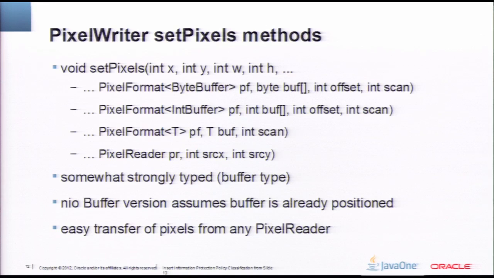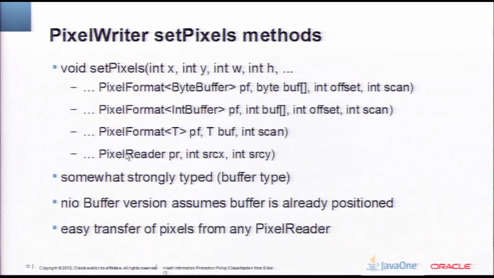They can be in any format because internally we store them in full color. It's basically analogous to the getPixels methods. You specify an XY width height rectangle that you want to write the pixels into. There are versions that are typed by an IO buffer but take a Java primitive array. There's the fully generified version that takes the matching NIO buffer to the pixel format type.